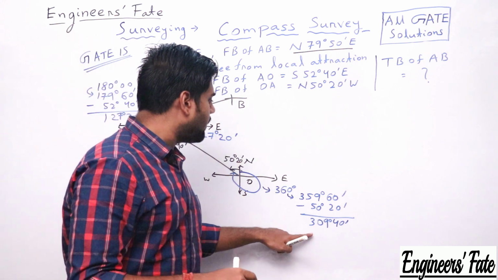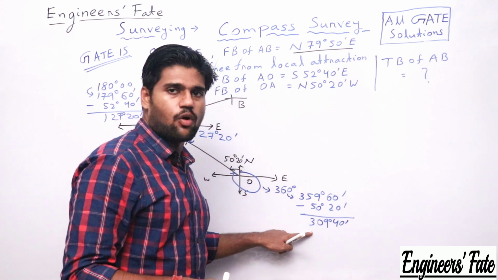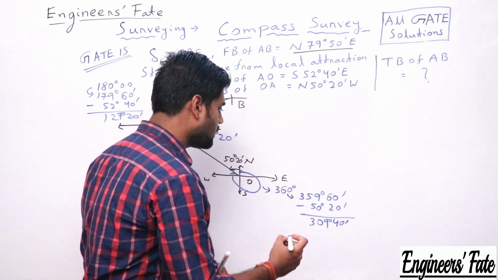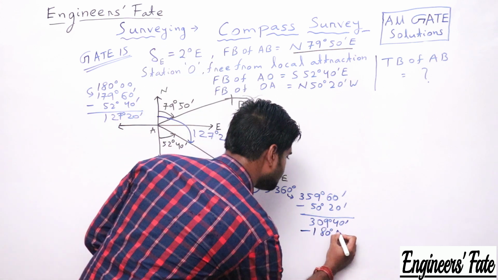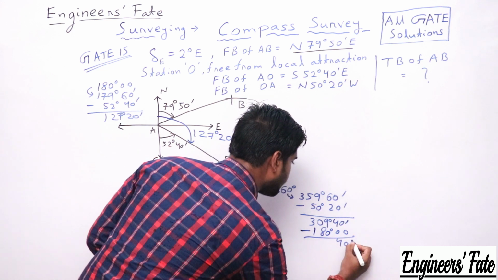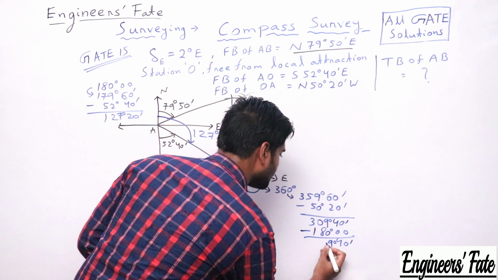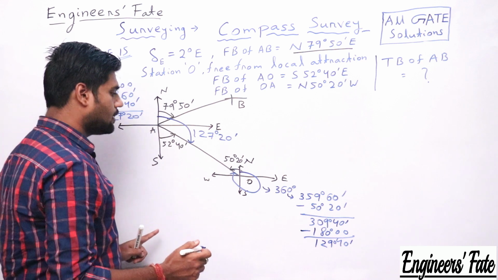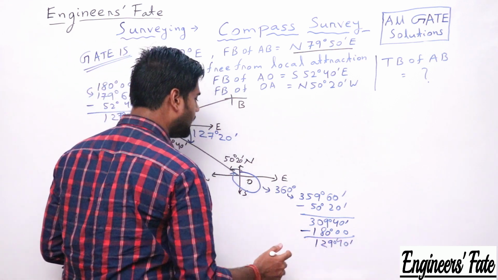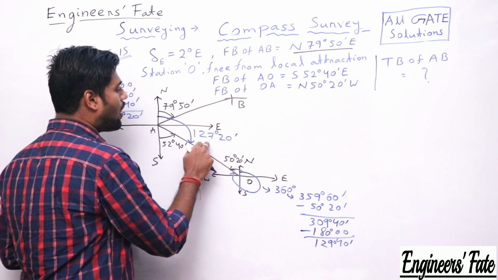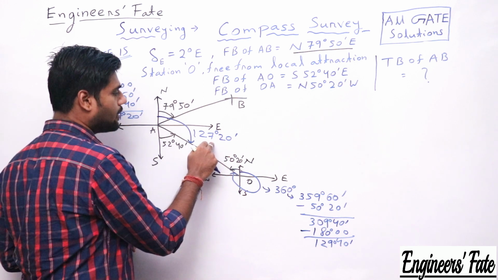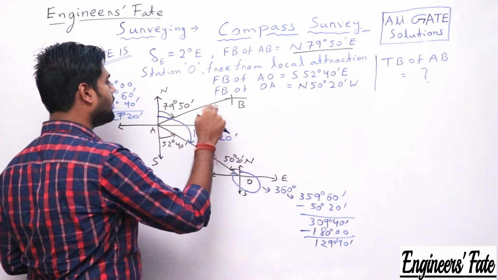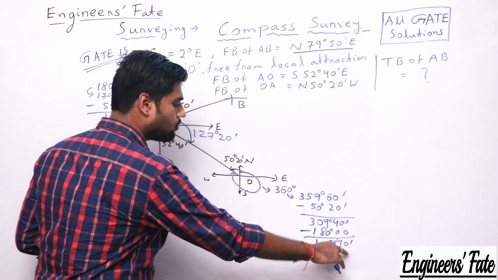So 309 degree 40 minute is greater than 180 degree. To get the next bearing I have to subtract 180 degree. If I subtract 180 degree, I'll find the correct bearing, that will be 129 degree 40 minute. So this 129 degree 40 minute is the correct bearing, and 127 degree 20 minute is the wrong bearing. So the answer for the correct forebearing of AO should be 129 degree 40 minute.